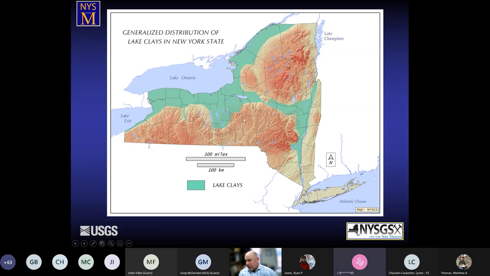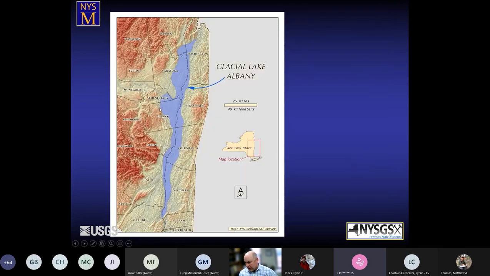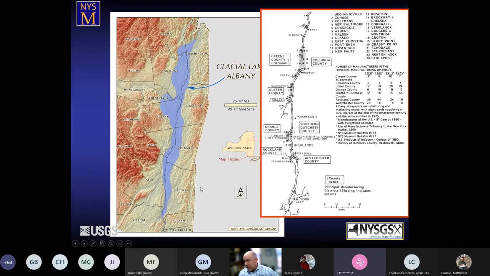So again, moving back to the lake clays, that was the Adirondack story, and now looking at these generalized lake clays throughout New York State, looking back in a little more detail at the Hudson River Valley, where we had Glacial Lake Albany, which was extensive throughout the Hudson Valley and has affected locations in Albany and Troy. Those are the two major cities here in the Capital District, and Schenectady.